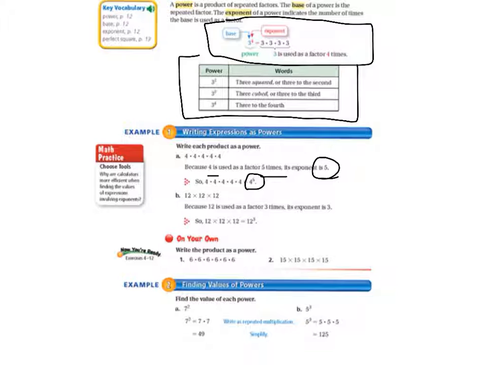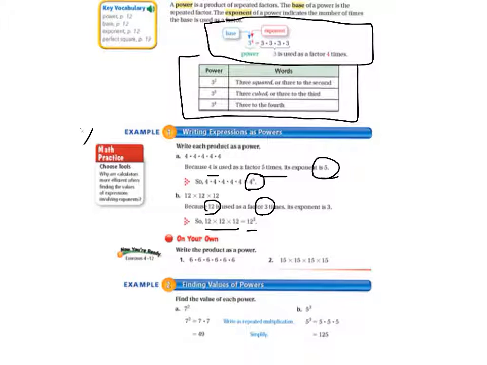And let's look at example 1b. 12 times 12 times 12. 12 is the base because 12 is used as a factor 3 times. 3 is the exponent. So 12 times 12 times 12 equals 12 to the 3rd power. So that's how we write that. So start thinking in those terms. 4 is the base, 5 is the exponent, 12 is the base, 3 is the exponent.